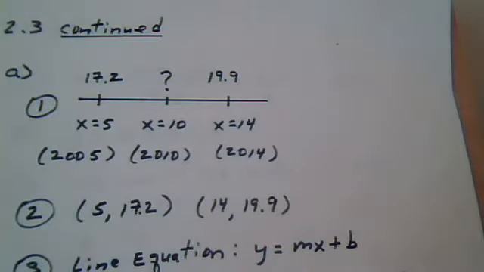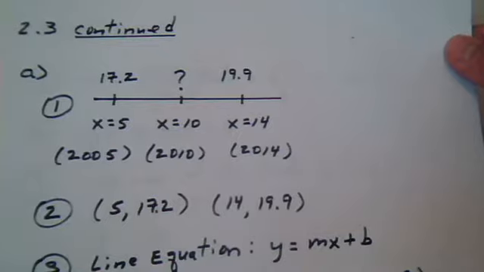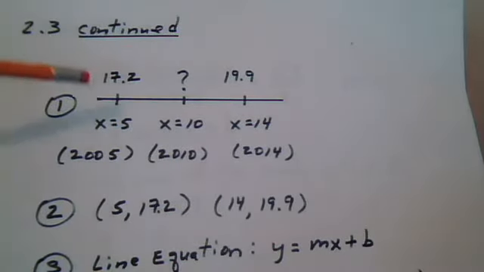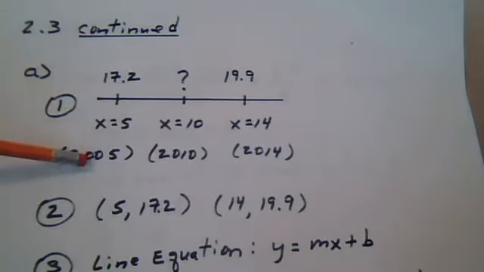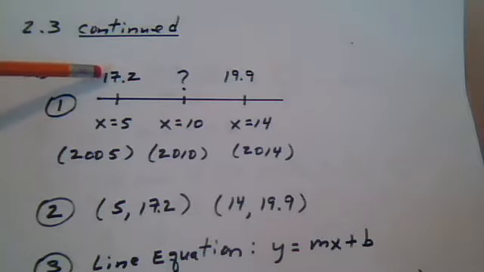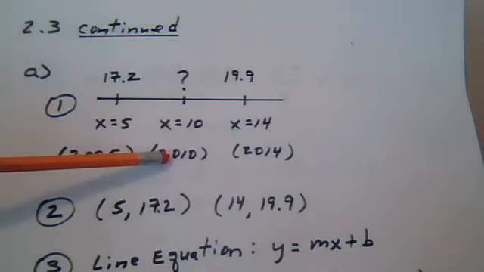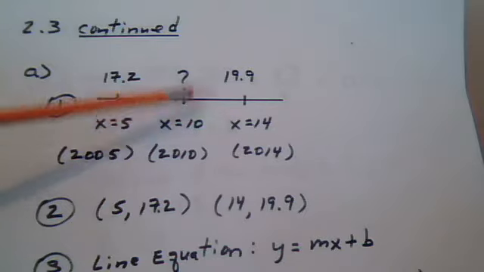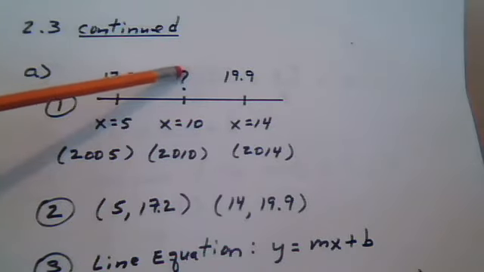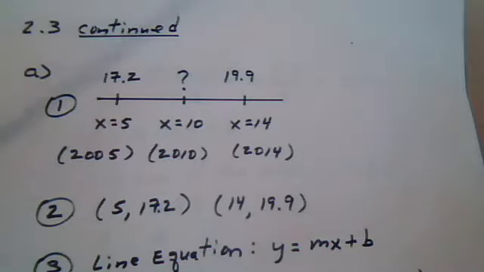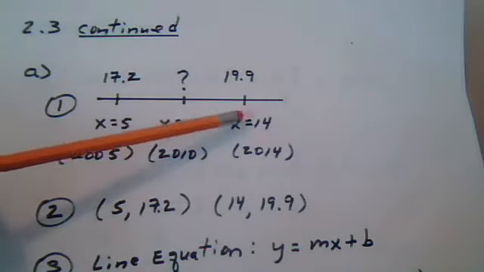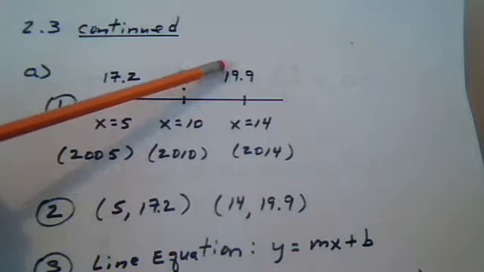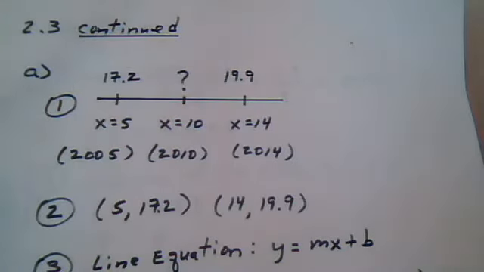Draw a timeline just to put the information in order. And this is what they gave us in the information. X equal 5, which will be 2005, is paired up with 17.2. That's millions of employees. 2010, well, that would be x equal 10, and that's what we're looking for. How many employees in 2010? 2014 is going to be x equal 14, and they told us that's paired up with 19.9.